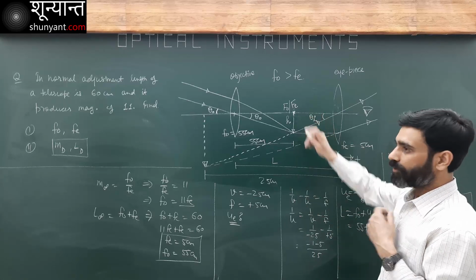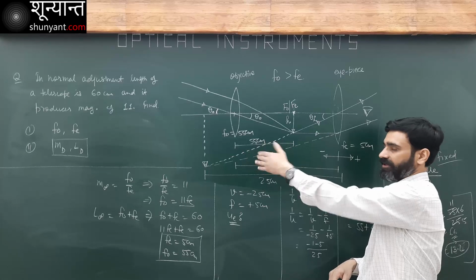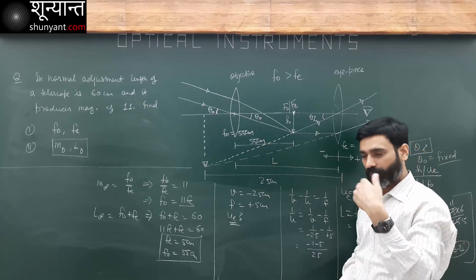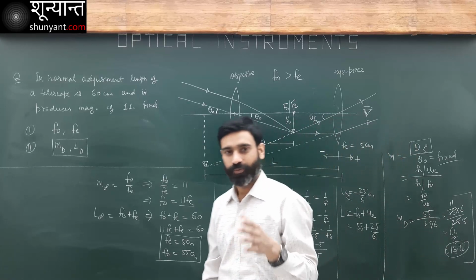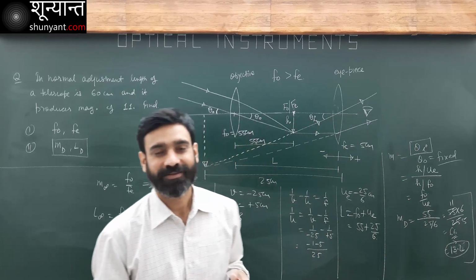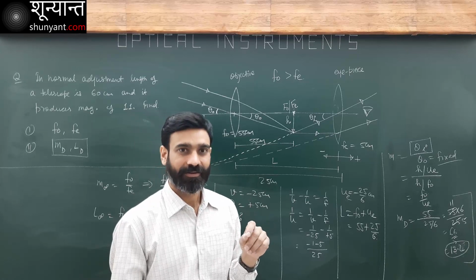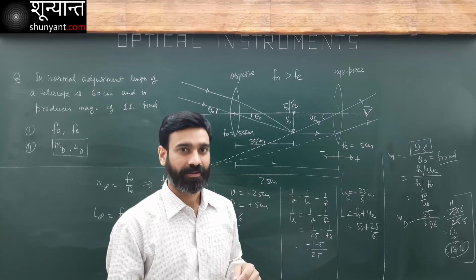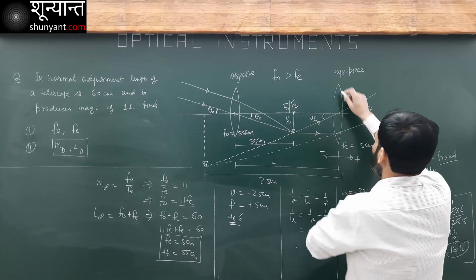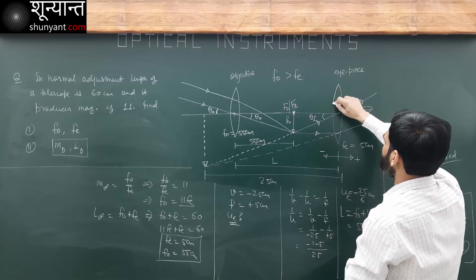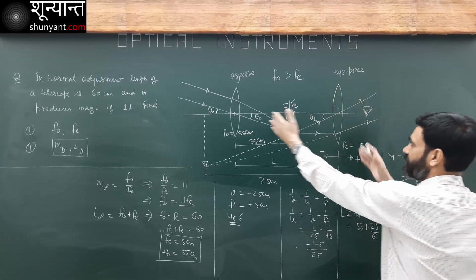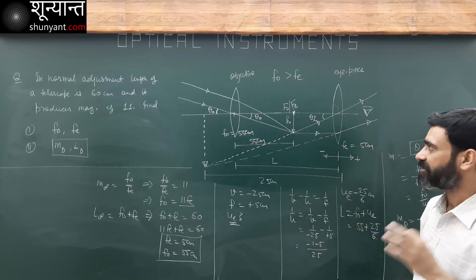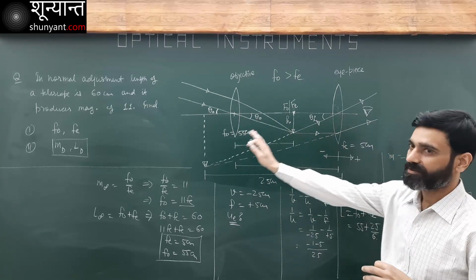Now, in normal adjustment, I am getting this virtual image from convex lenses. For what position of object do we get a virtual image? When the object is between the focus and the lens. So my telescope is adjusted in this arrangement. This is my normal adjustment. Final image is at infinity.